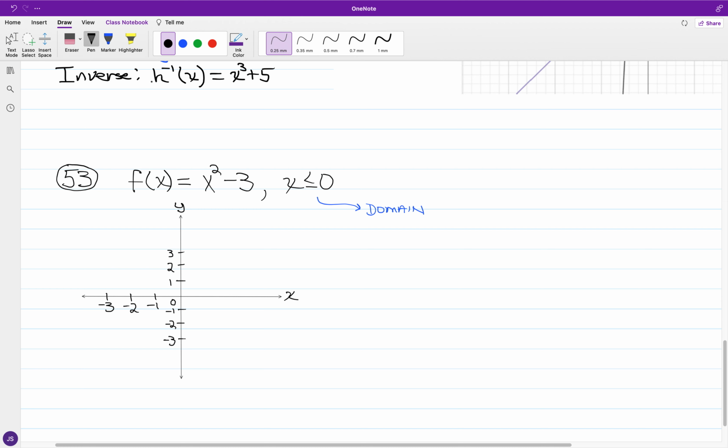Yeah, for what we have here, you have something starting from x equal to 0. You have 0 squared minus 3, so that's going to be -3. So you have the point (0, -3).